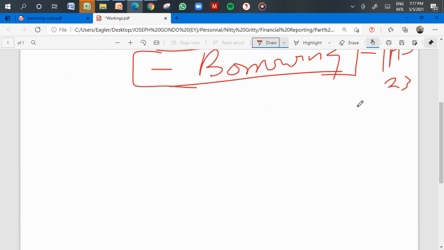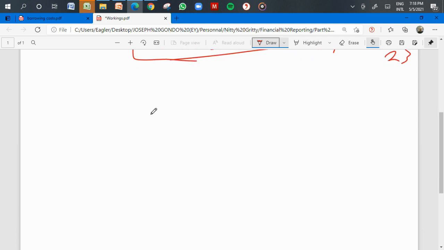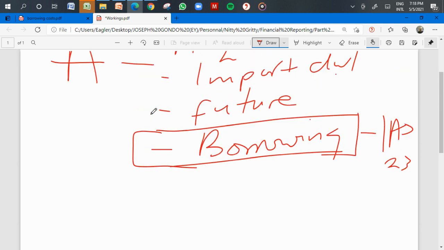Okay, so generally, what are borrowing costs? We are saying when you borrow funds in order to finance maybe the construction of your building, you incur costs like interest, like brokerage costs, like all those costs that are related to borrowing funds. That's what we call borrowing costs. It's not only limited to interest, but in most cases, you'll find that will be concerned with interest mostly.